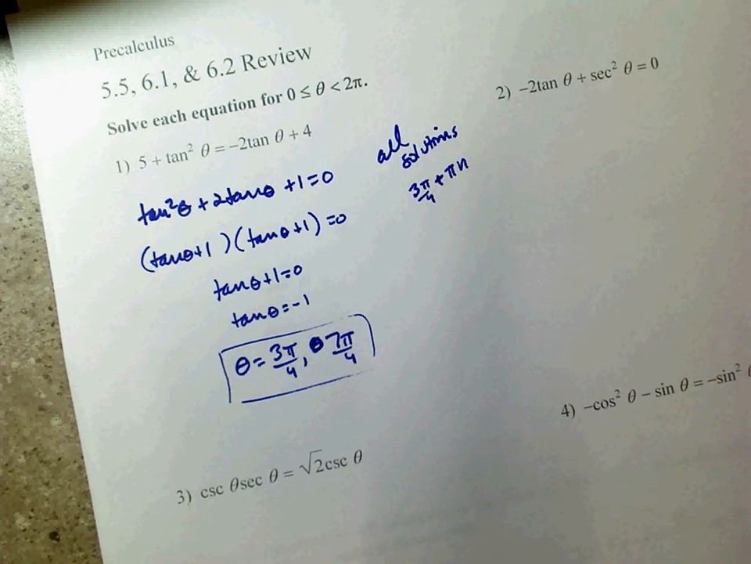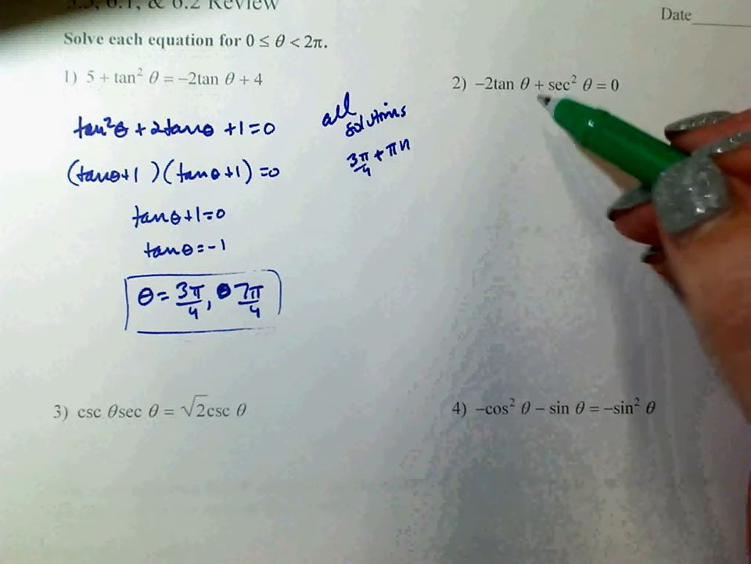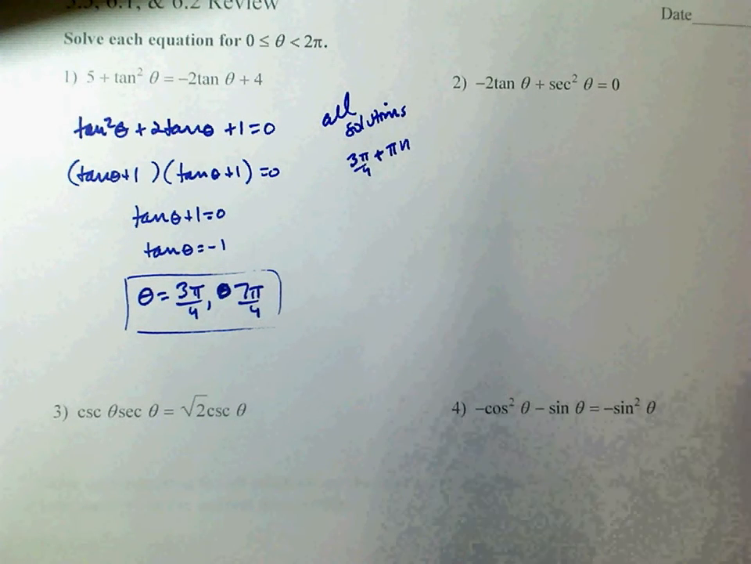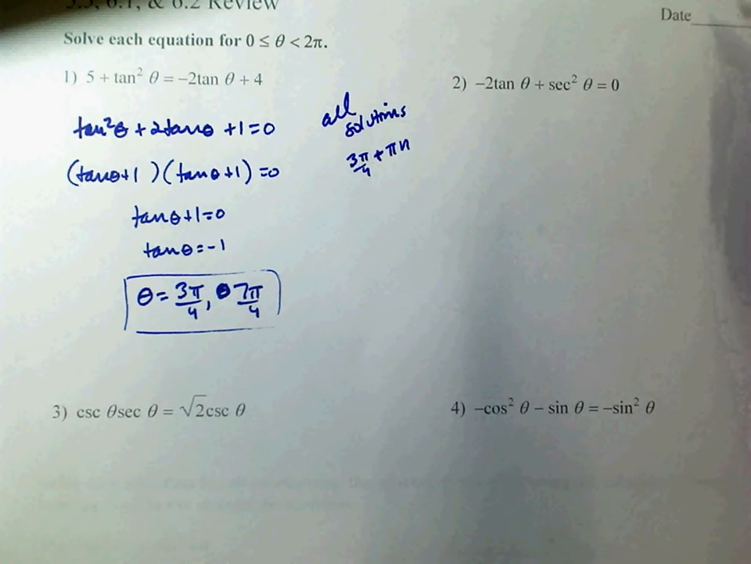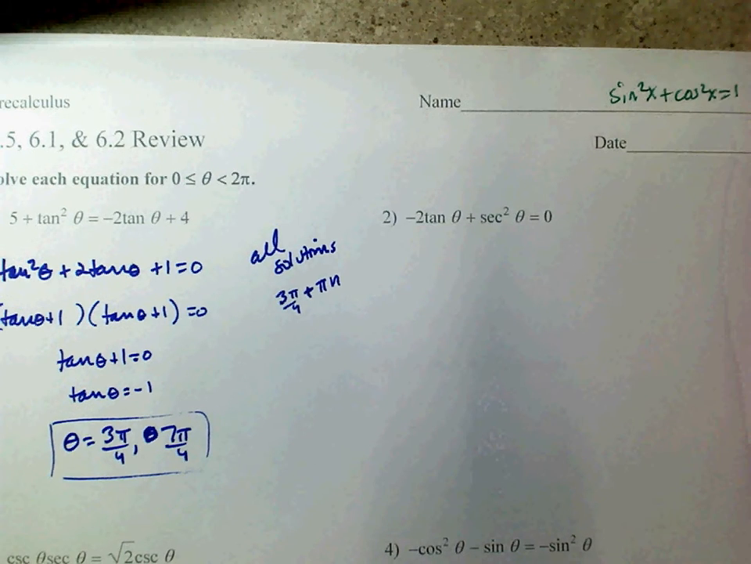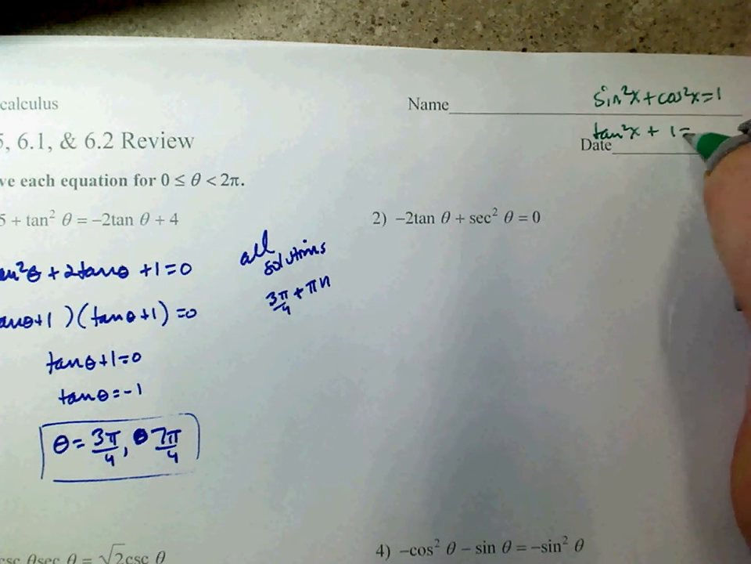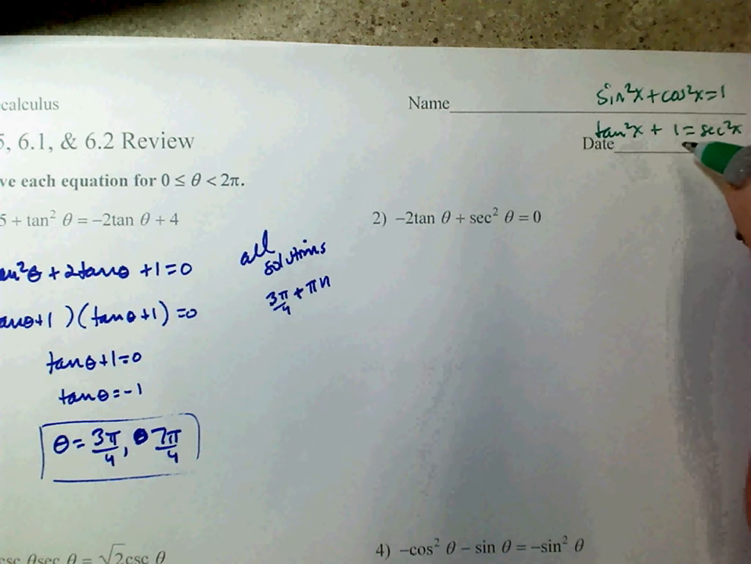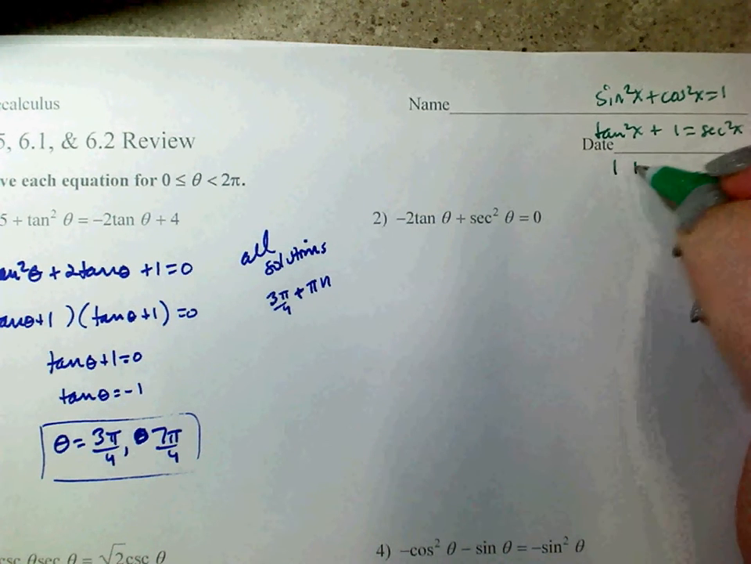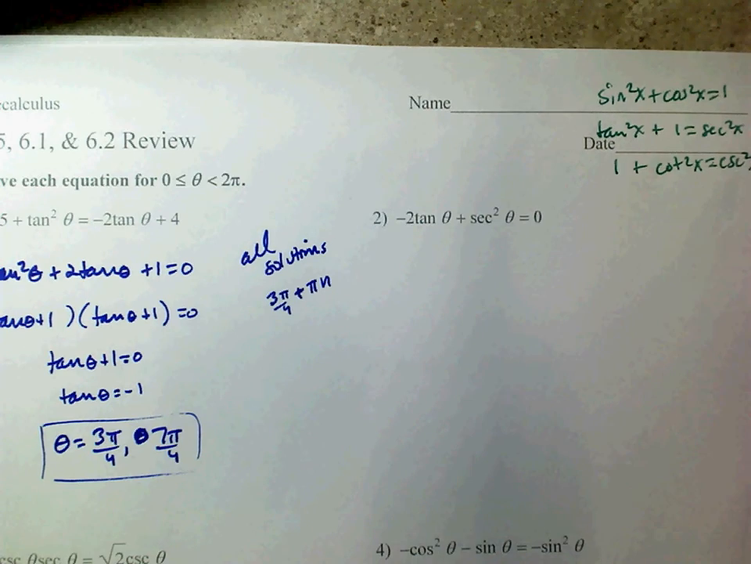Number 2 says 2 tangent plus secant squared theta equals 0. All right, so in this case, I have two different functions. Secant squared I can actually replace, so I know my Pythagorean are sine squared plus cosine squared equals 1. Divide by cosine squared, I get tangent squared plus 1 equals secant squared, and divide by sine squared, and I get 1 plus cotangent squared equals cosecant squared. So they're there if I need them.